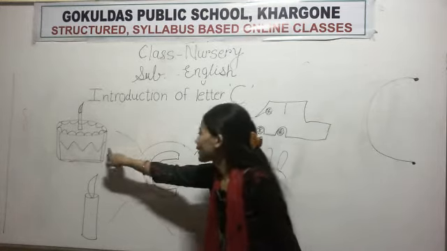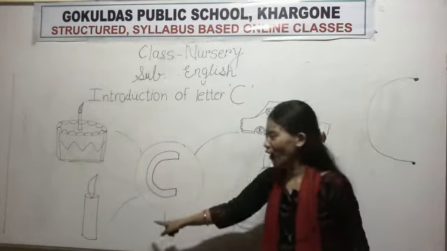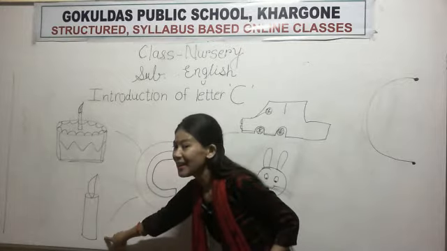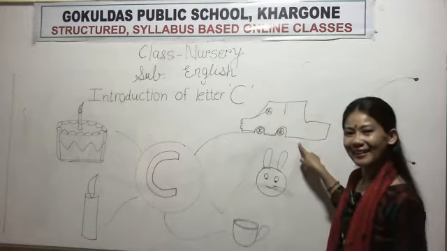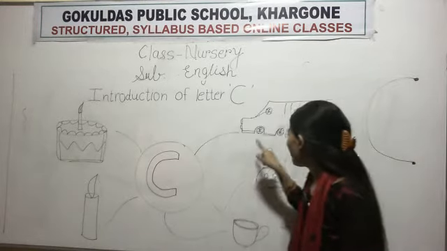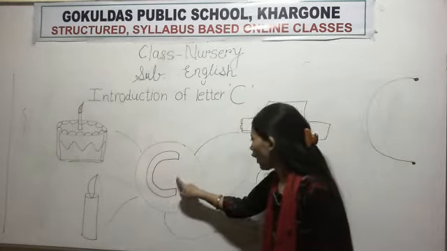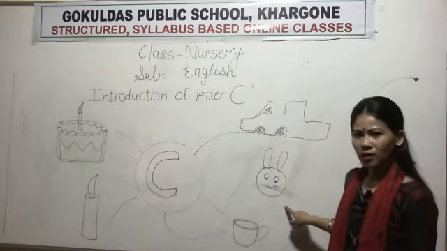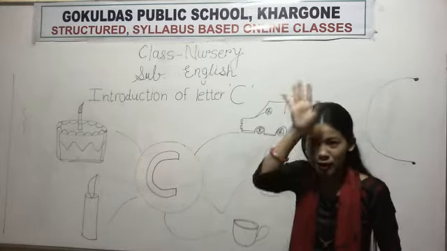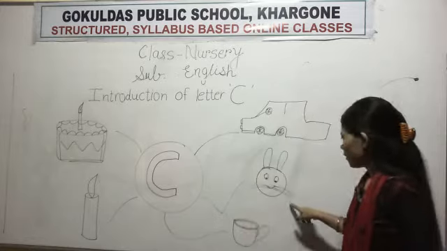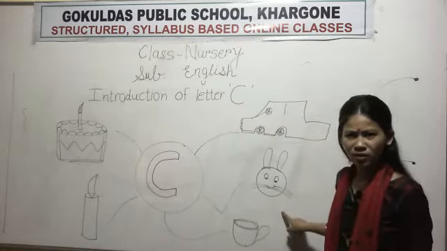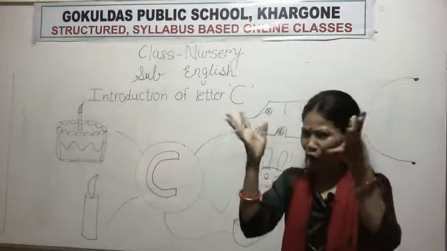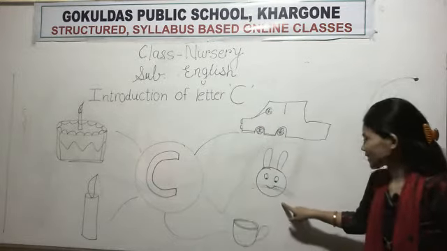C for cake. C for candle. What is this? Candle. C for car. No, C for what is this? This is elephant. This is lion. This is monkey. No, C for what is this?